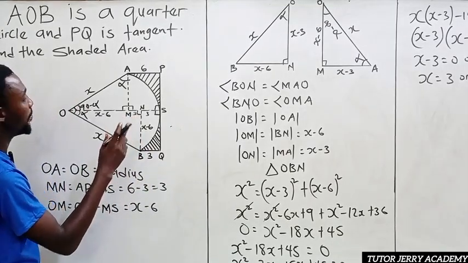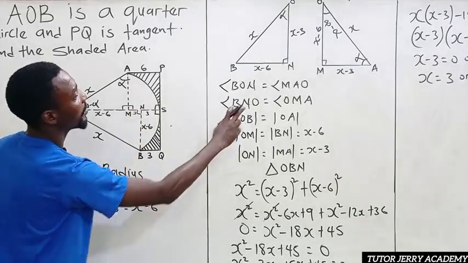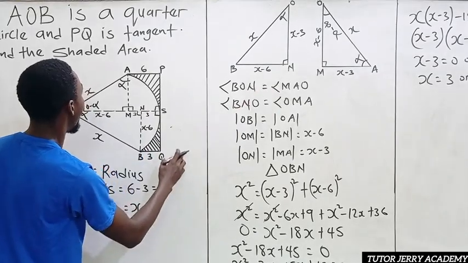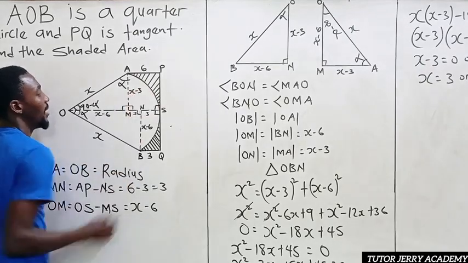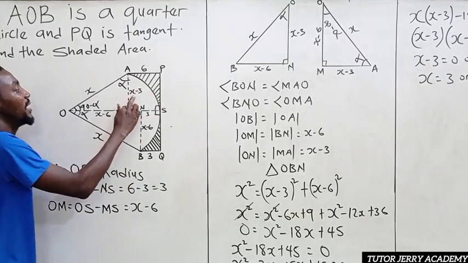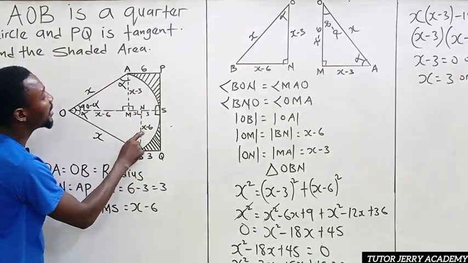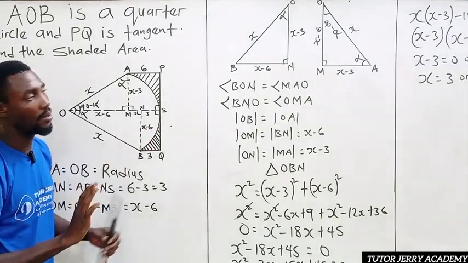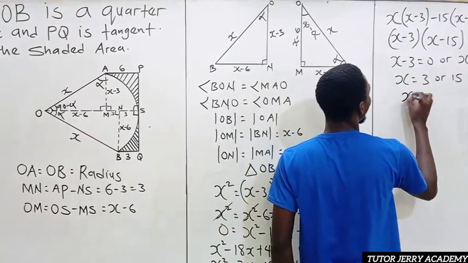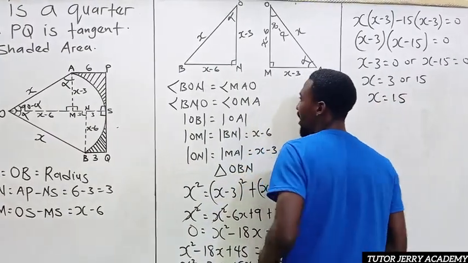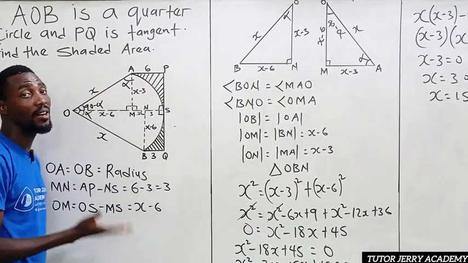And we said BN is X minus 6. Okay. And we said that MA, where is our MA? This is our MA. It is X minus 3. Alright, so now if you put S to be 3 here, you are going to have 0, which is wrong. If you put 3 here, you are going to have negative 3, which is wrong. So definitely it means that the value of S in this question is going to be 15. Is that clear? Because if you put 15 here, you are going to have a positive answer all through.